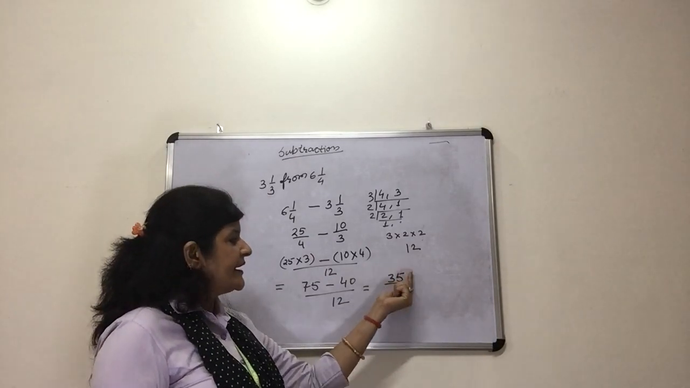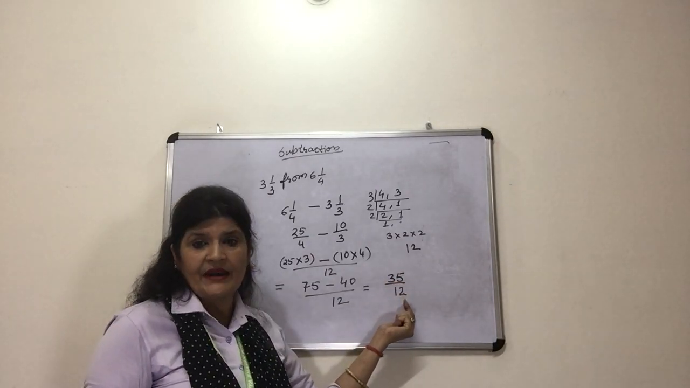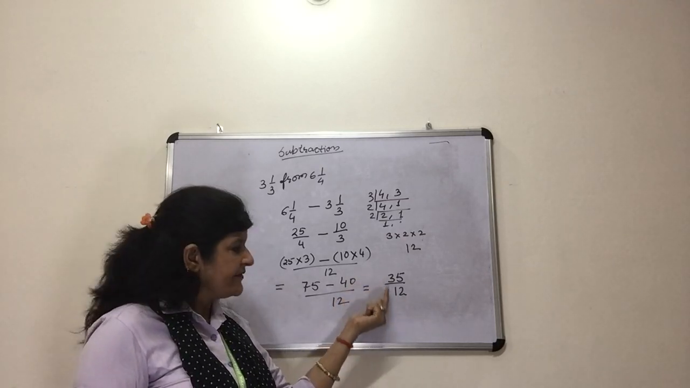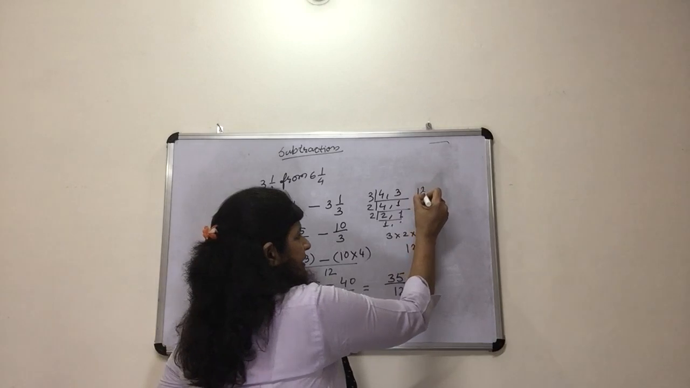And see, the numerator is greater than the denominator. It is an improper fraction. So 35, we can divide 35 by this 12. Let us see.